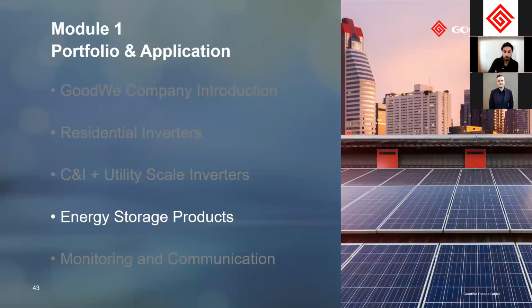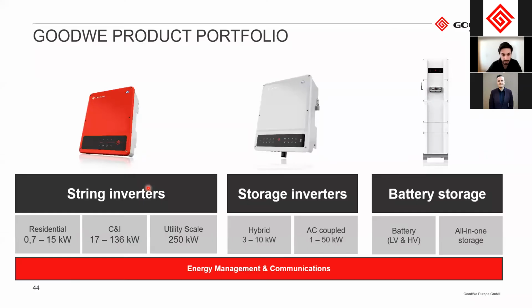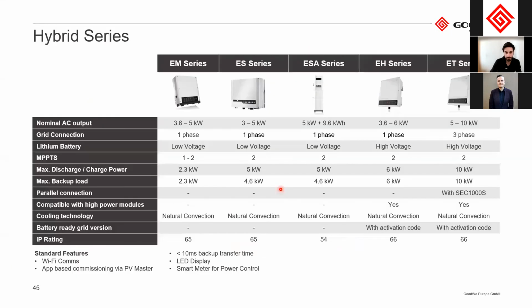Okay, so let's talk about our storage products. Here we have our storage portfolio. So in there we have both hybrid and AC coupled. AC coupled are battery inverters connected on the AC side. So there's no PV input here, but only a battery charged from AC current. And here it can be a bit messy, maybe. There's a big jungle with many different inverters here.